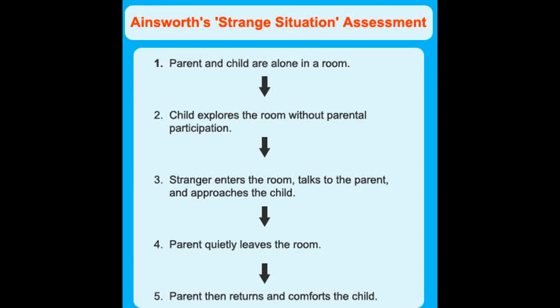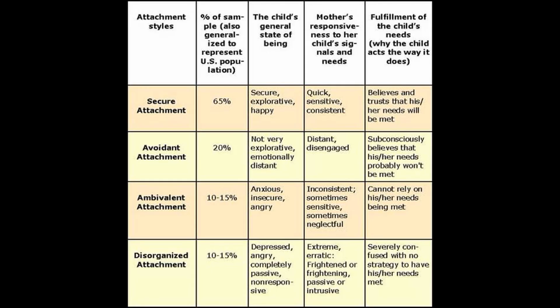When Ainsworth conducted these experiments, she found that there were three types of attachments: secure, avoidant, and resistant. Later, she added disorganized attachment. Ainsworth felt that secure attachment was the healthiest reaction from the young babies.